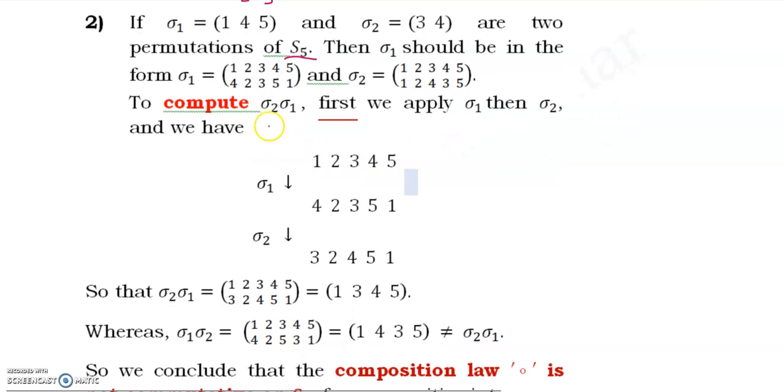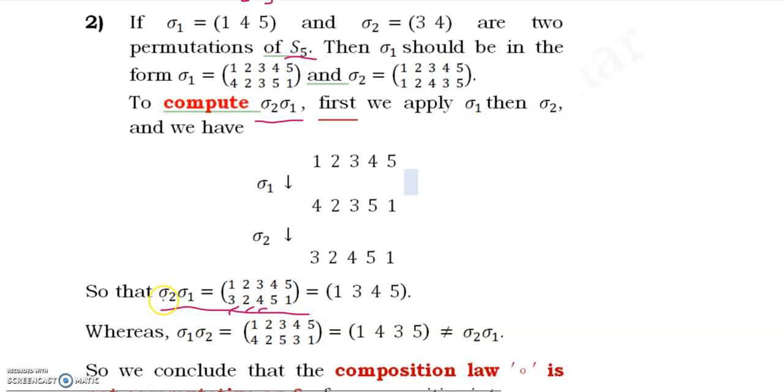Now you see here, first I am calculating, say, compute sigma 2, sigma 1. Sigma 2, sigma 1 means you first apply sigma 1, then apply sigma 2, and you will find the answer for sigma 2, sigma 1. Now you see, first apply sigma 1, which means, go here, 1 goes to 4, here 4 goes to 3. So I write here 3. Then 2 goes to 2, 2 goes to 2. Here 3 goes to 3, 3 goes to 4. So I write. Similarly, you can complete for 4 and 5.